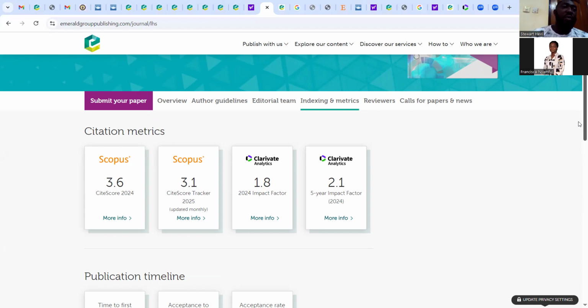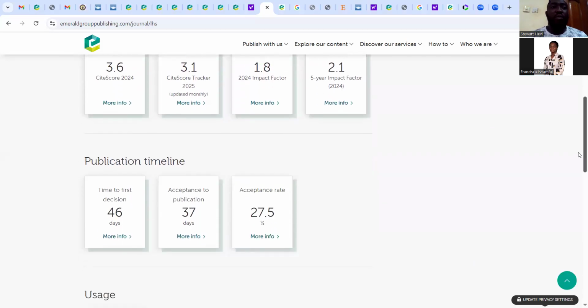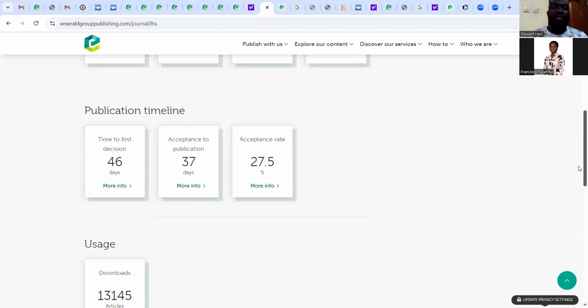Okay. So these are some of the things you look out for. That is number one. Number two is to always look at publication timelines. We have what we call the publication timelines. Very, very important. A lot of people don't look at this, but it is very important. Now, what does it mean?